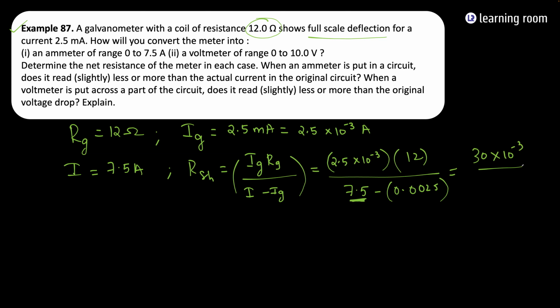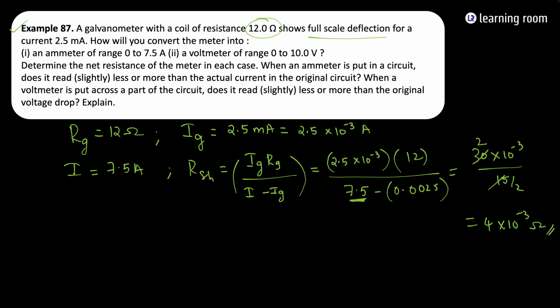7.5. We can write 7.5 as 15 by 2, or 75 by 10, which still gives 15 by 2. So 15 will cancel this 2 times, and the answer will be 4 into 10 power minus 3 ohm. This is the resistance we need to connect in parallel to the existing galvanometer to convert it to an ammeter. Is the point clear?